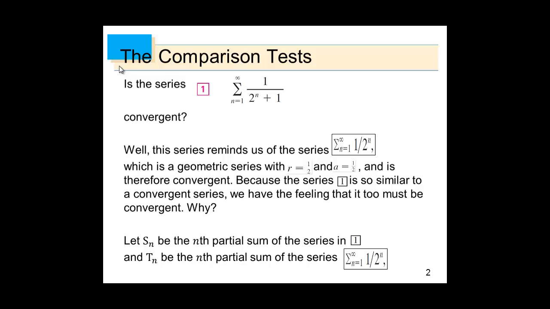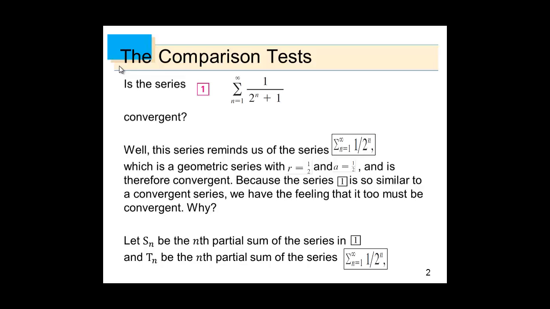Now, if you make a wrong guess, that's fine. You'll realize pretty soon you made a wrong guess. But if you look at the series that I have here, the denominator, if you sort of ignore the 1, right? Ignore the 1, what type of series do I have? If you ignore the 1, what's that?